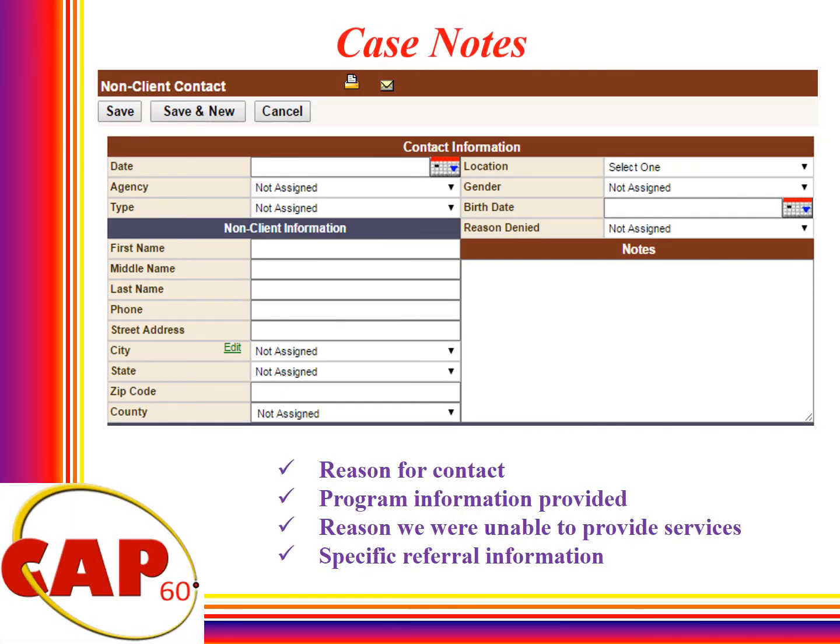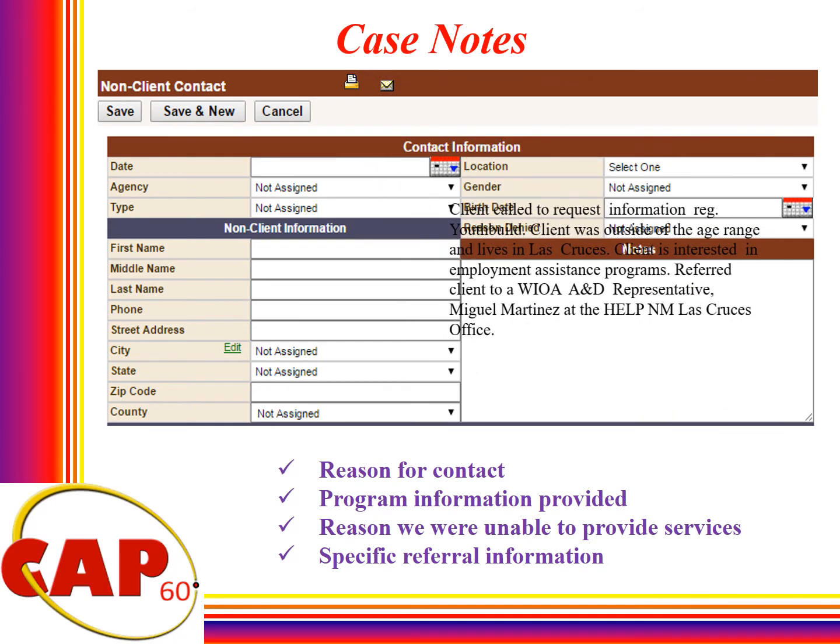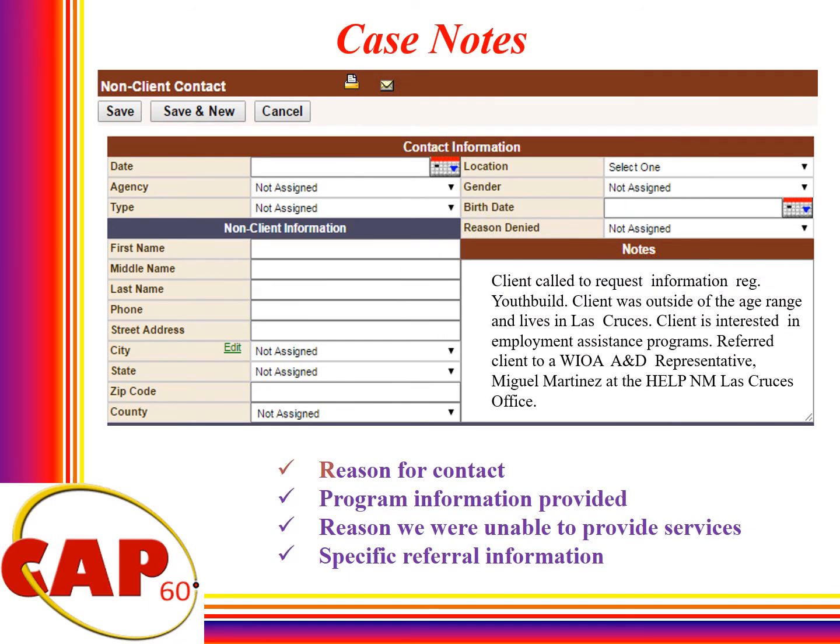Now a moment to review case notes. It is important that your case notes are as detailed as possible. These notes should include the reason for contact, the program information you provided, the reason we were unable to provide services at this time, and specific referral information. This includes the name and contact information of the referral provided. Remember, all case notes are different, but the more specific you are, the easier it will be to engage the client in the future.